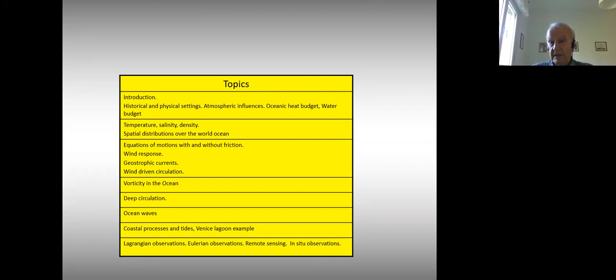Remote sensing means that your instrument is not immersed into the sea, but your instrument is above the sea, outside of the sea, so it's on the satellite or on the land. And then we'll be talking about the in situ observation. So these are the topics that will be addressed during this course.